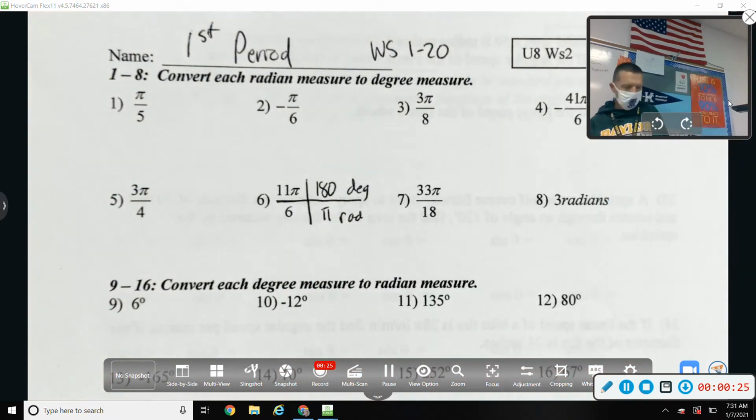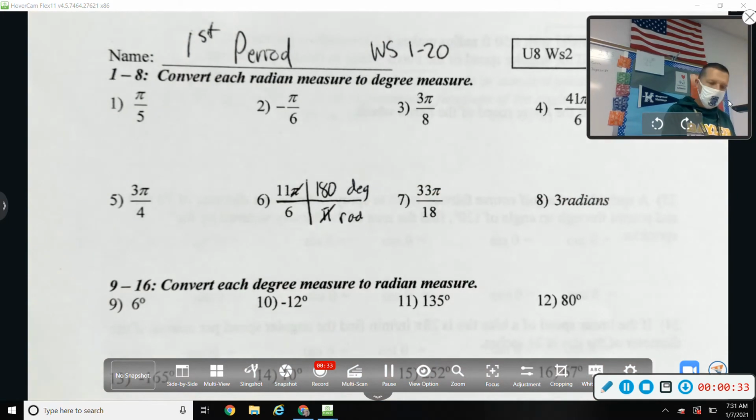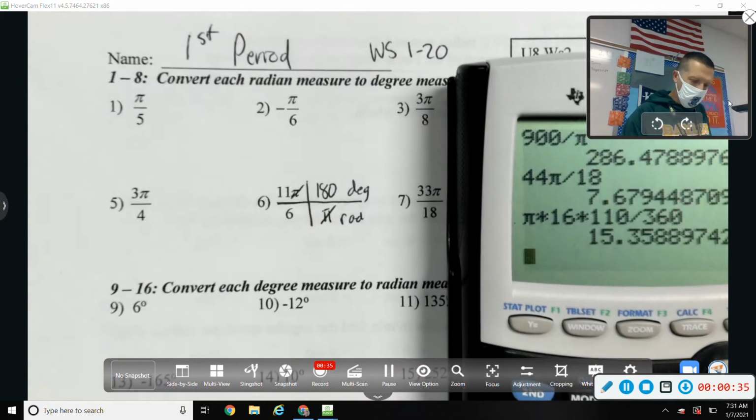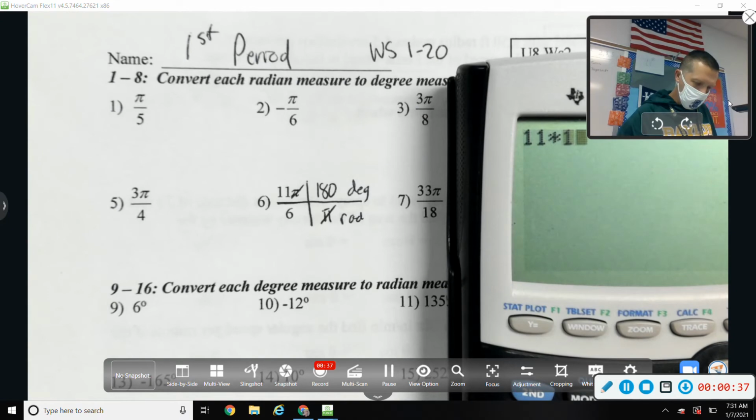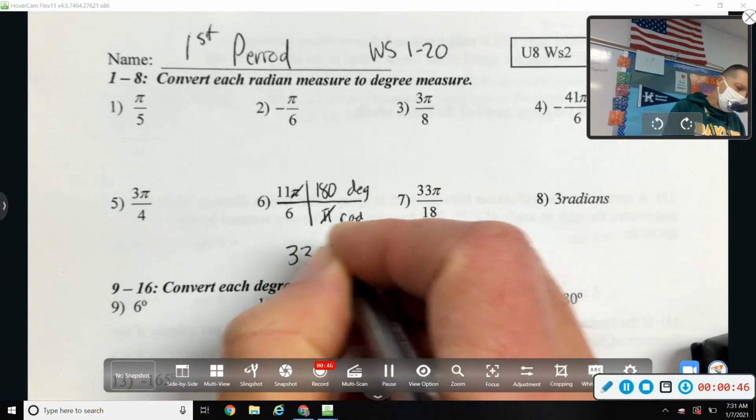I guess you can go straight to the calculator on that one because the pi's would go away. So your answer won't have pi in it anyway. So 11 times 180 divided by 6 is 330. And 330 degrees.